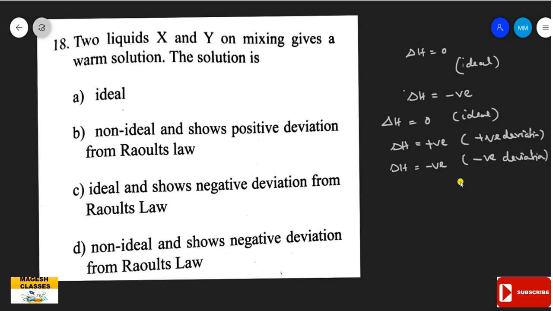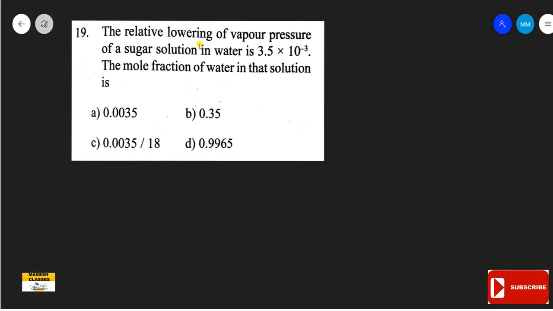So here delta H is negative. So our answer is non-ideal and shows negative deviation. So your answer is D. Question number 19. The relative lowering of vapor pressure of sugar solution in water is 3.5 into 10 power minus 3. The mole fraction of water in that solution is.